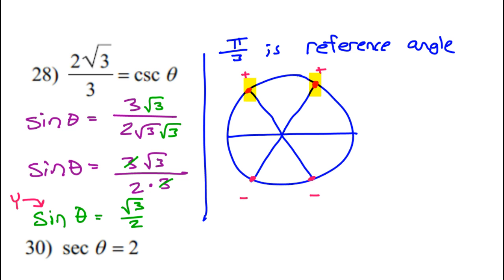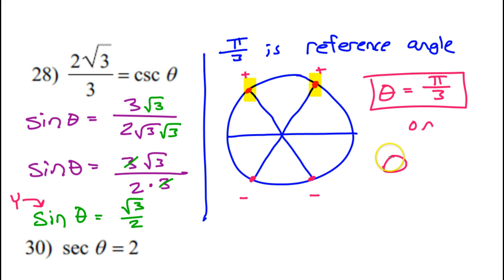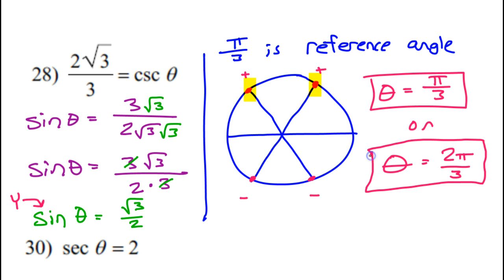All right, so now we're ready to say the solutions. What are these two angles? Well, theta is either going to equal, this first one is just pi over 3, which was the reference angle itself, but the second one is 2 pi over 3. So pi over 3, 2 pi over 3. Okay, so that is how you can work backwards and find the angle. There will usually be two answers.